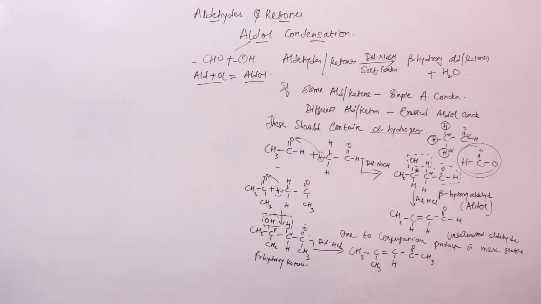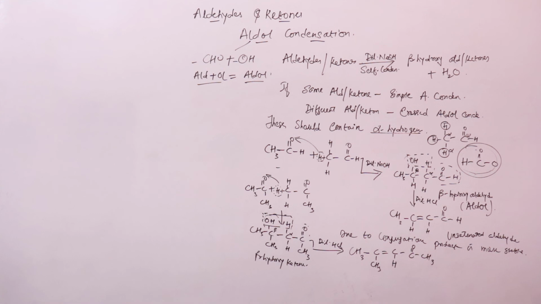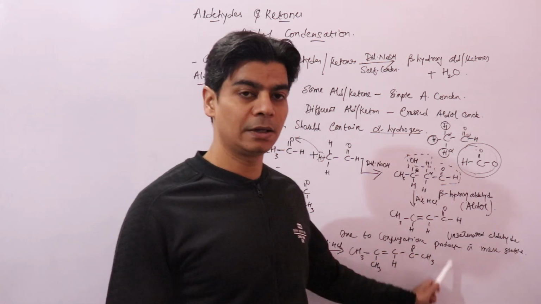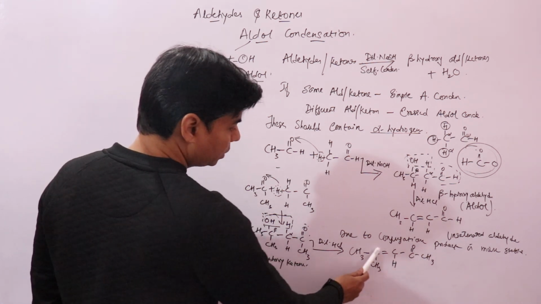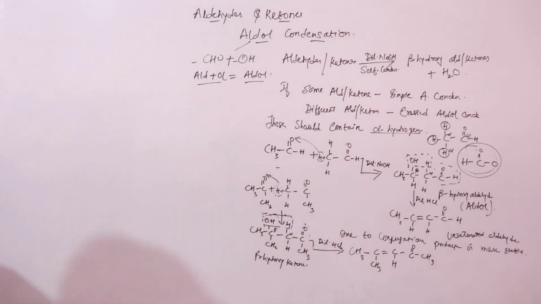Now let's look into the mechanism of this reaction. The mechanism is important. This product is your mesityl oxide, and you can give the IUPAC name also to this. This is 4-methyl. If you look at the compound, at the 4th position: 1, 2, 3, 4.